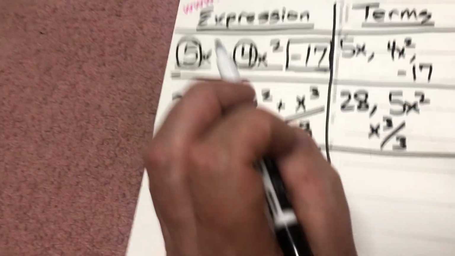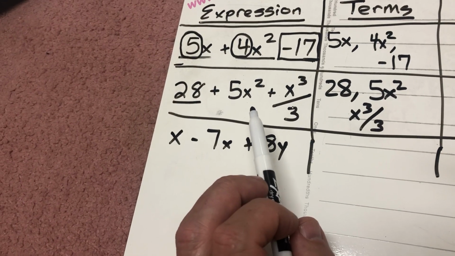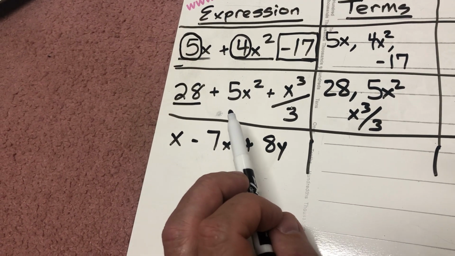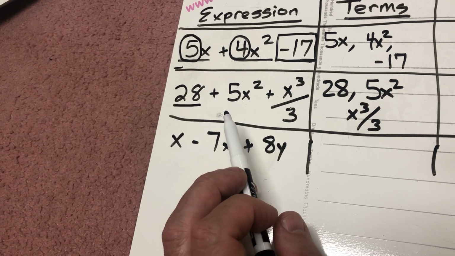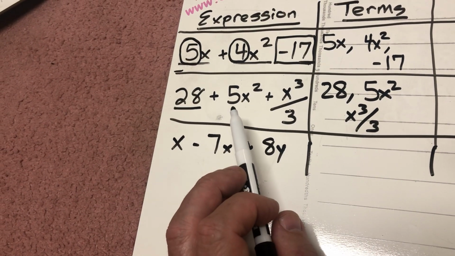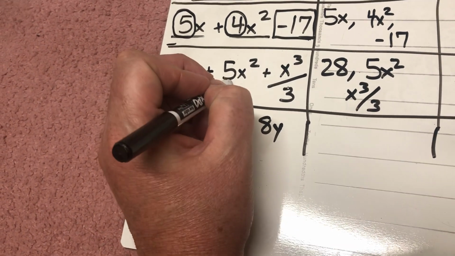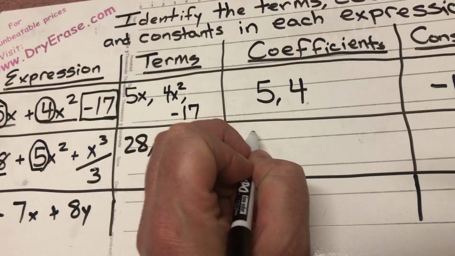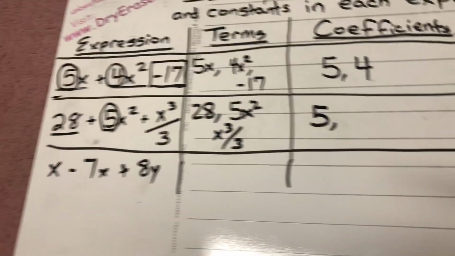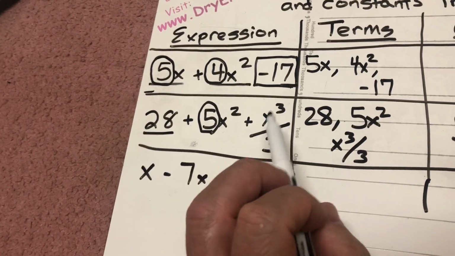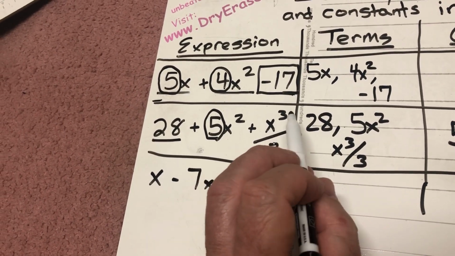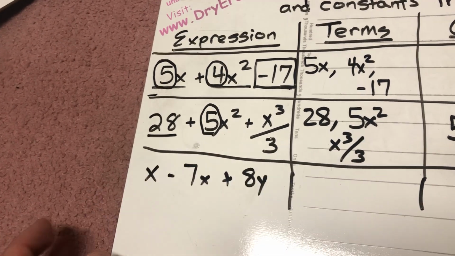My coefficients are the numbers that are connected with the variables through multiplication. Well, here I have a 5 in front of this x squared. So 5 is a coefficient. And this is something a little different. This is x to the power of 3 divided by 3.